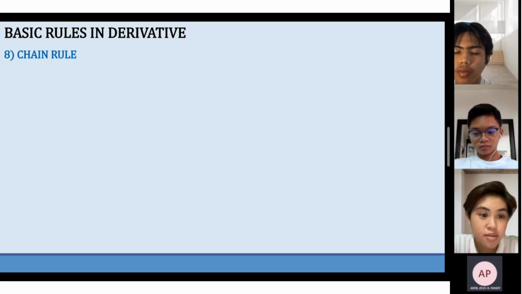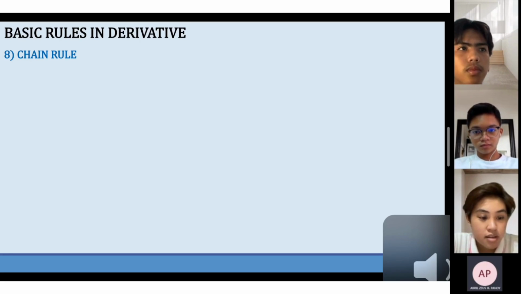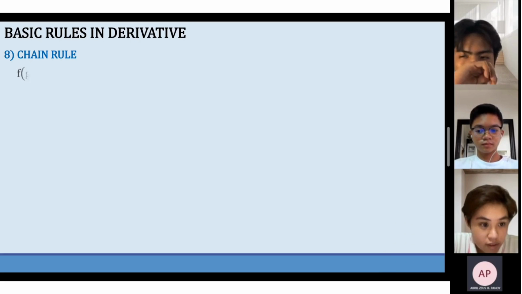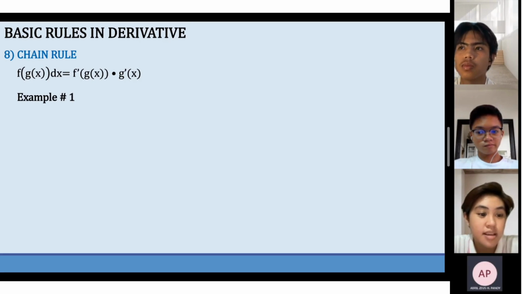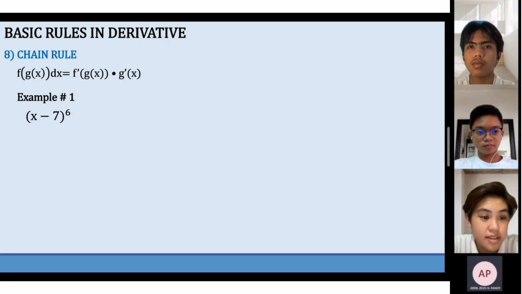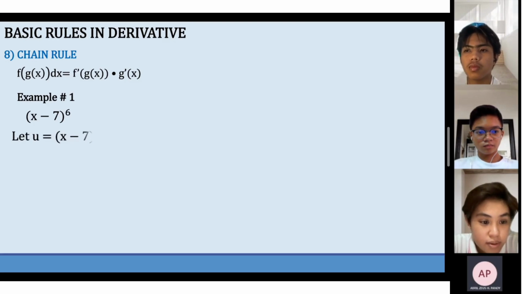So the last basic rule in derivative is chain rule. The derivative of f of g of x is equal to f prime of g of x times g prime of x. So example number 1 is the quantity of x minus 7 raised to 6. The first step is to find the value of u. So our u here is x minus 7.